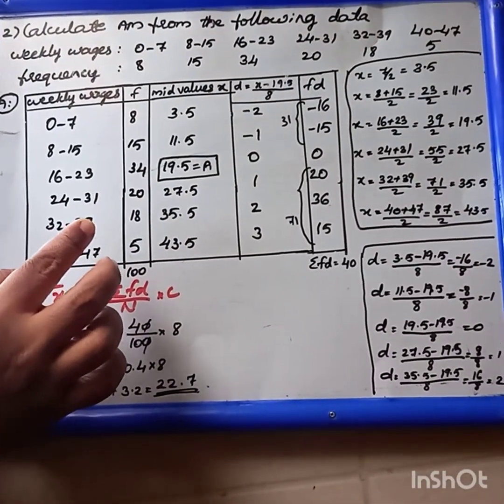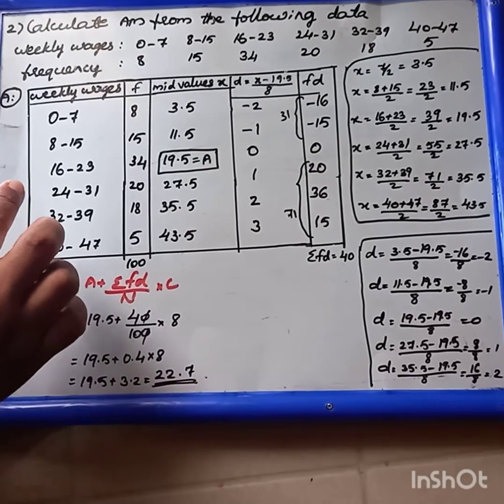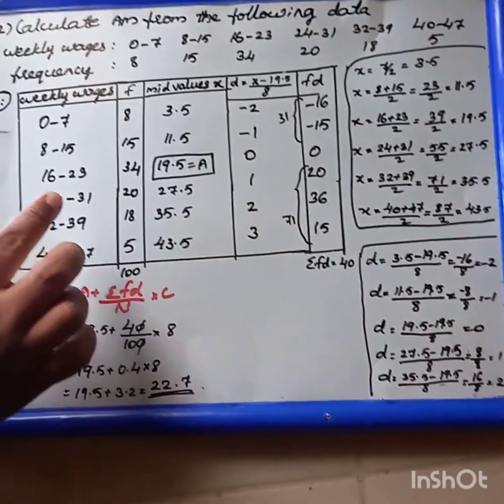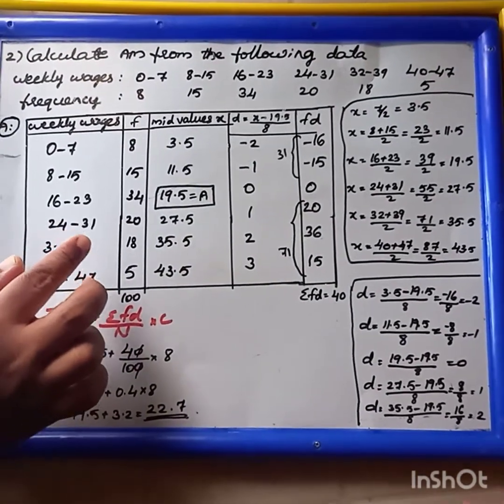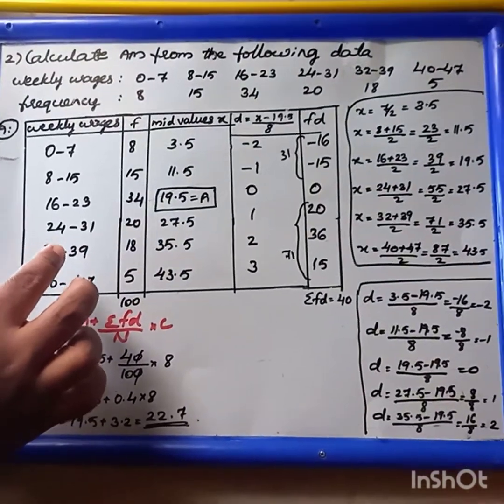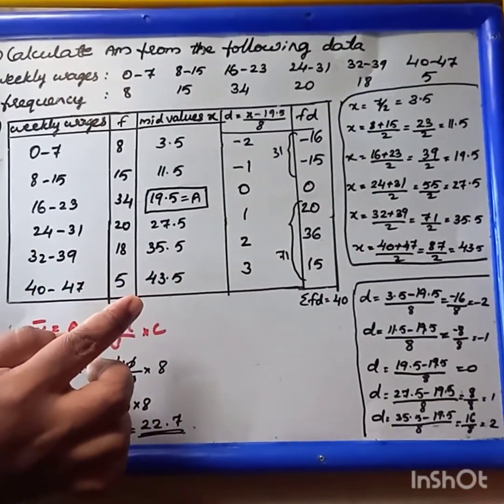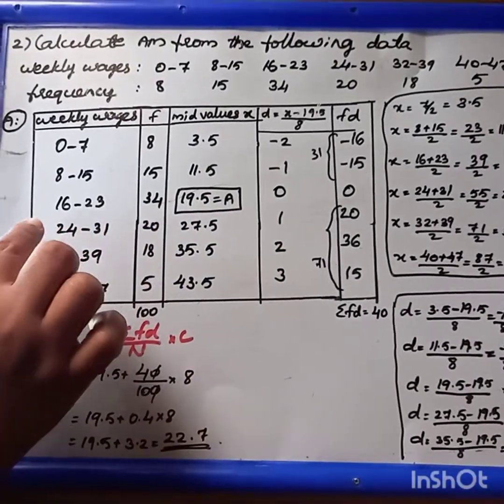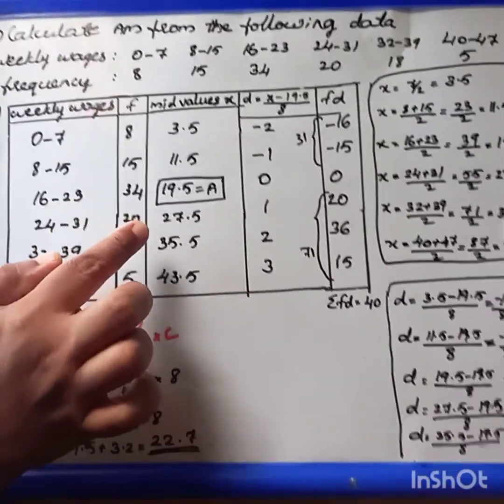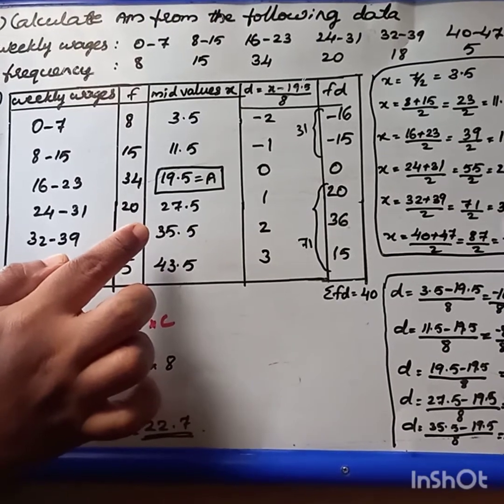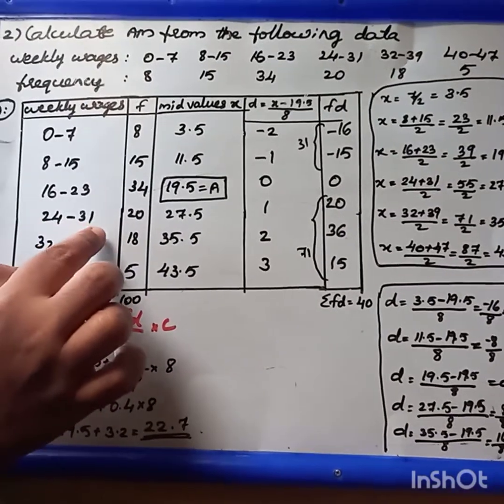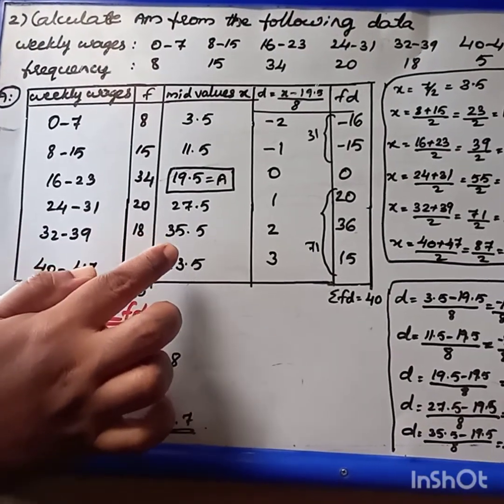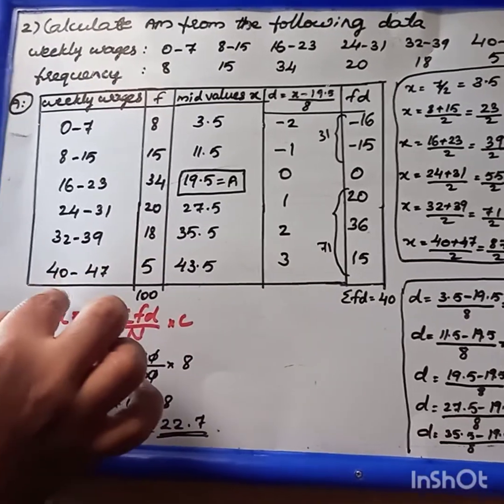Then find mid value. x is equal to 0 plus 7 divided by 2, which is equal to 3.5. Similarly, 8 plus 15 divided by 2 is equal to 11.5. 16 plus 23 divided by 2 is equal to 19.5. 24 plus 31 divided by 2 is equal to 27.5. Like that.